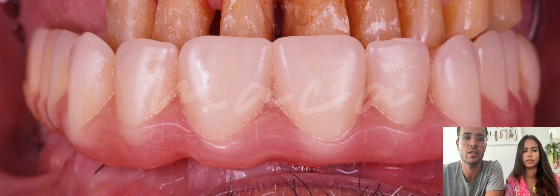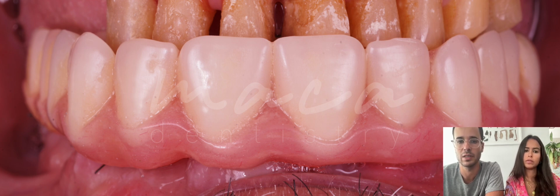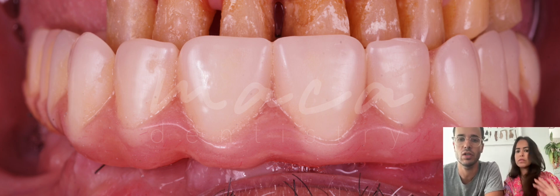In the upper arch, after extraction of all maxillary teeth, the implant sites were prepared through a guide according to a specific drilling protocol and using the CTEC guided surgery kit, followed by the implant placement. All implants were torqued with at least 45 newtons of torque to ensure enough primary stability for immediate loading.